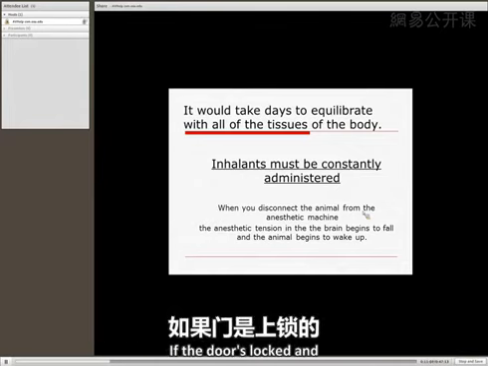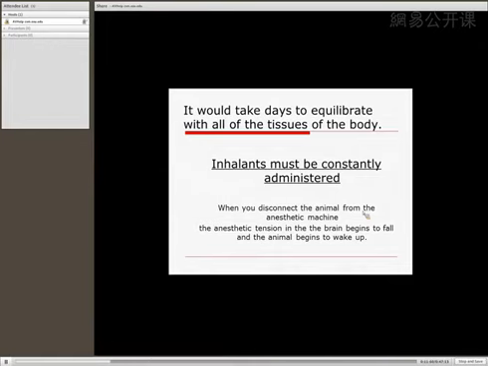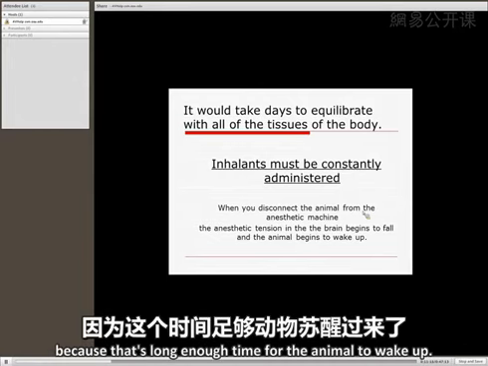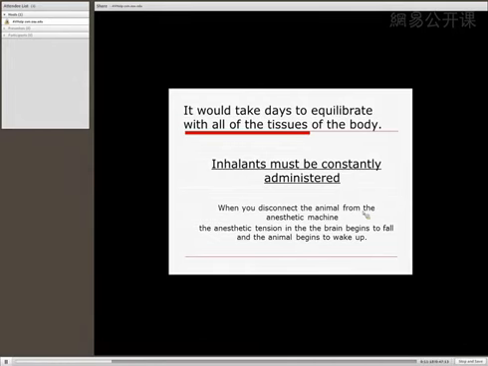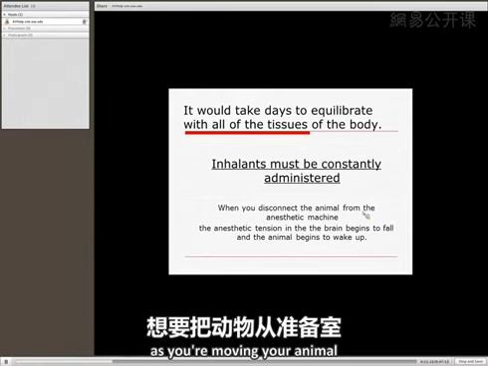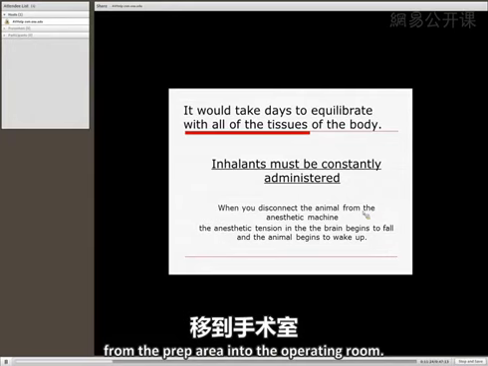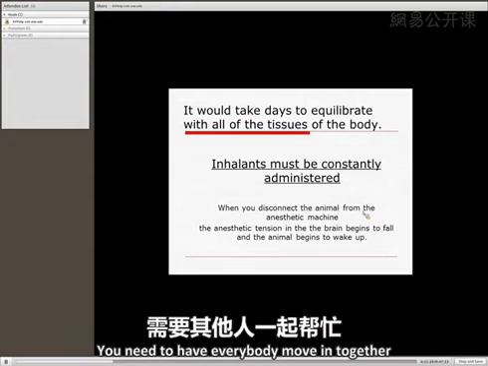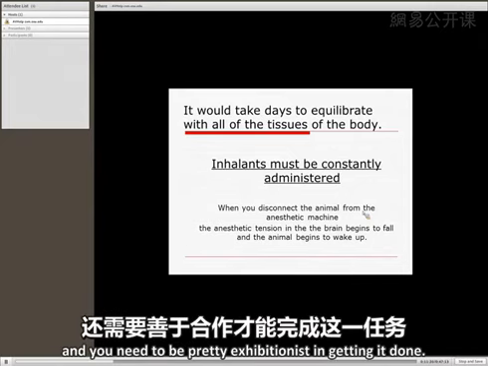If the door is blocked and it takes you 3 minutes or 5 minutes to get in the room, you're going to have to re-anesthetize the animal with our current inhalants, because that's long enough for the animal to wake up. So as you go into OP, think about that as you're moving your animal from the prep area into the operating room. You need to have a path clear, you need to have everybody moving together, and you need to be pretty expeditious in getting it done.